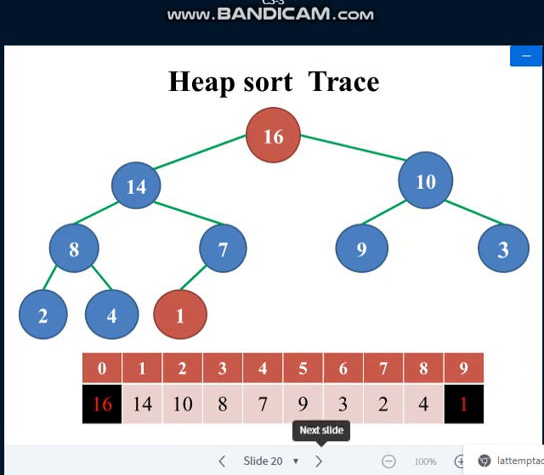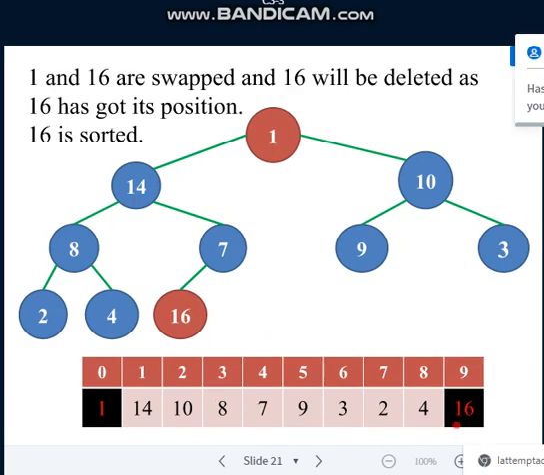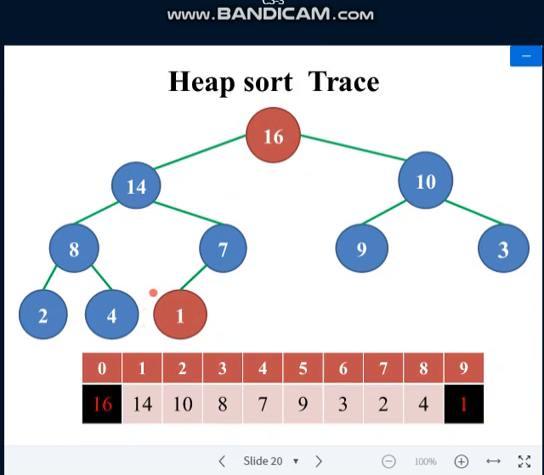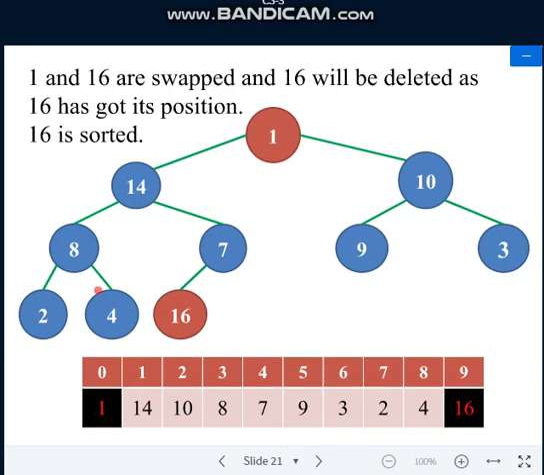Once we swap 1 and 16, what happens? 16 will get its position, isn't it? 16 is the highest among all the values, so 16 will get its position. So we have swapped 1 and 16. Look at this diagram. Previously 16 was the root node and 1 was the last node among all the nodes in the tree. Now we have swapped the last node with the root node. So 16 and 1 are swapped. Now 1 is the root node and 16 is the last leaf node.